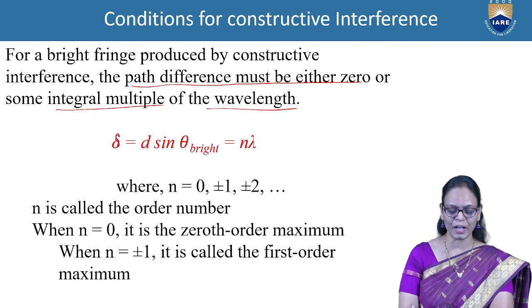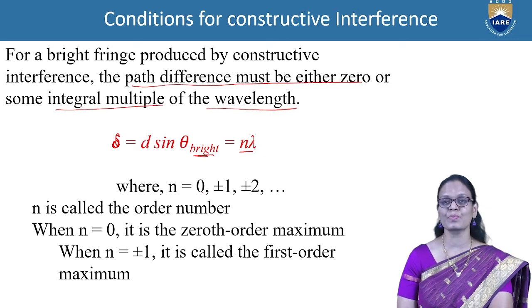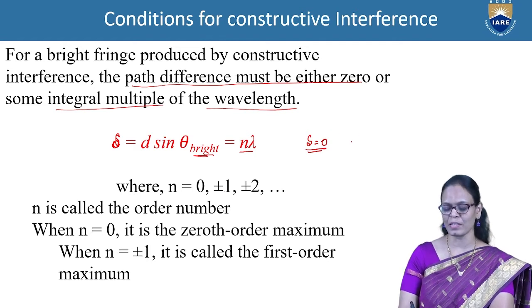So if delta is equal to d sine theta, in order to get a bright fringe, it should be equal to n lambda, where n can take the value 0, plus or minus 1, plus or minus 2 and so on. So if n is equal to 0, we have delta is equal to 0. Delta is equal to 0 means there is no path difference.